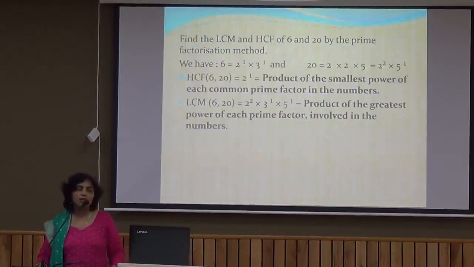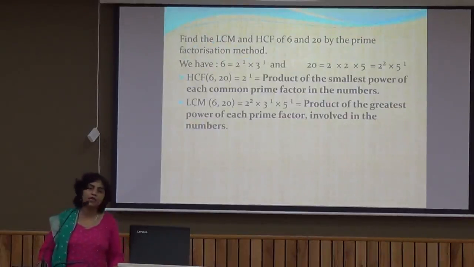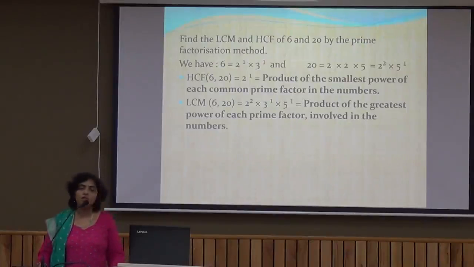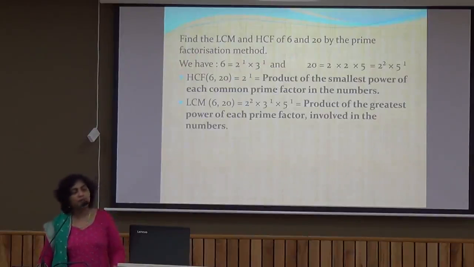Let's see an example. We take 6 and 20 and we calculate the LCM and HCF by prime factorization. The prime factorization of 6 is 2 raised to power 1 into 3 raised to power 1, and 20 is 2 into 2 into 5, or we can say 2 raised to power 2 and 5 raised to power 1. For HCF, 2 is the only common factor in both 6 and 20, and the least power of 2 is 1. So HCF is 2 raised to power 1, or simply 2.